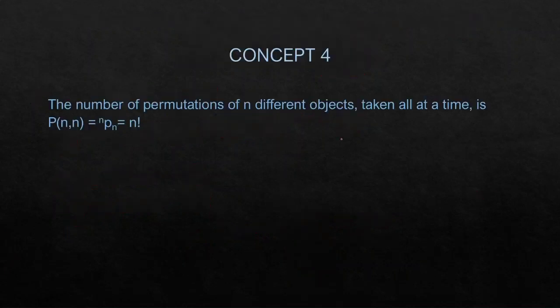Moving on to the next concept, this is concept number 4. The number of permutations of n different objects taken all at a time is nPn, which is equal to n factorial. This is very simple to derive since we have the formula nPr is equal to n factorial upon n minus r factorial. Here what happens is this r will be equal to n. Because in earlier cases, suppose we had 9 digits, if we take the example of digits, and we needed 3 digits at one time. So n was to be 9 and r to be 3.